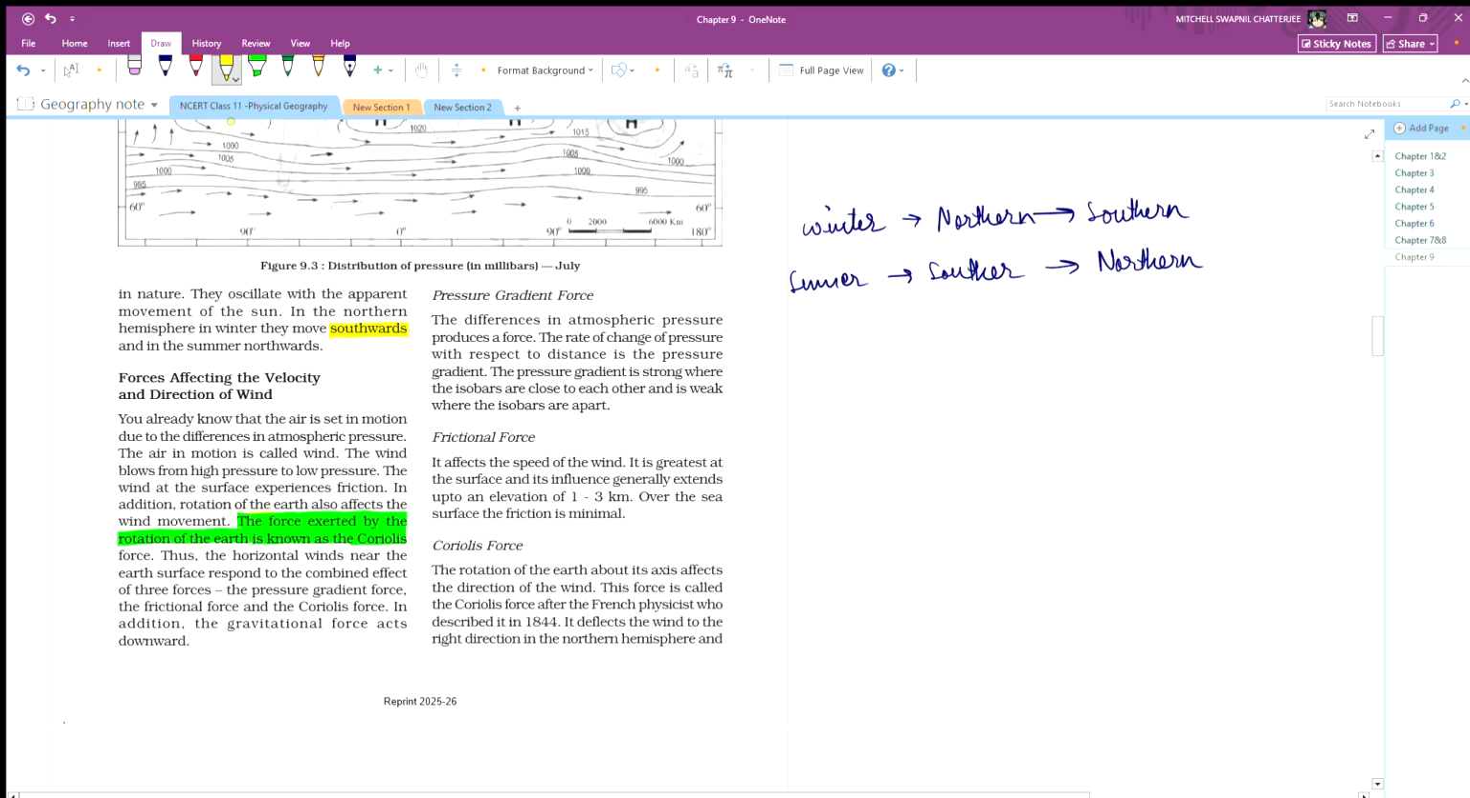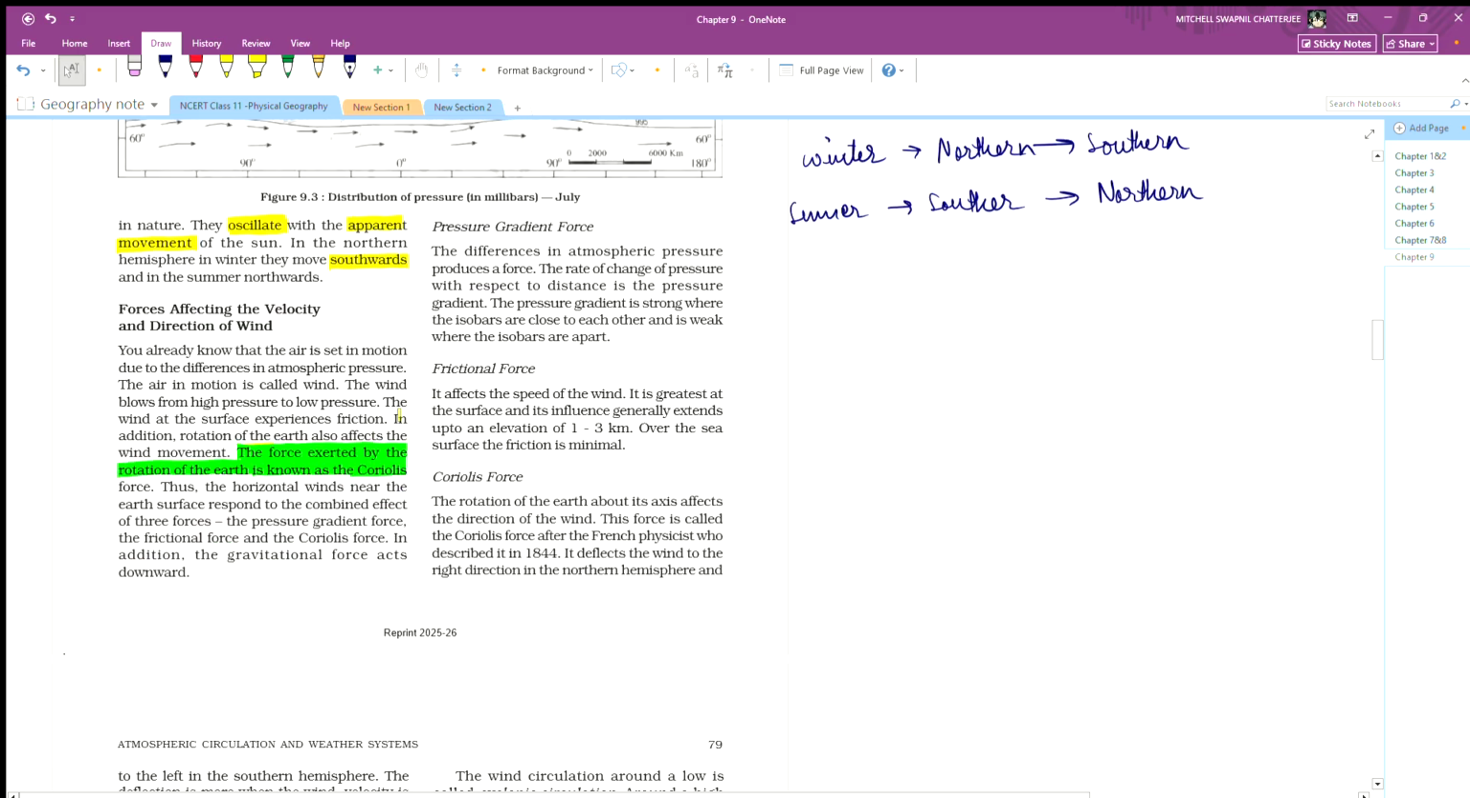Okay, there's one more keyword: they oscillate with apparent movement of the sun. Okay, these are the keywords. When we read the keywords, we'll get a much clearer picture in the second or third reading.